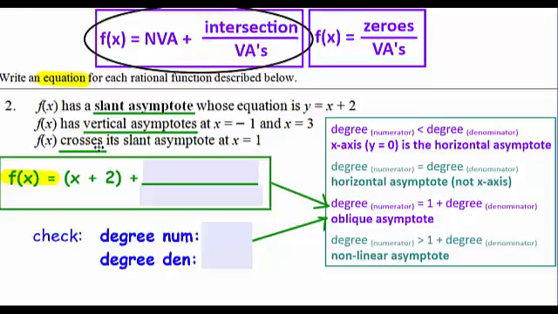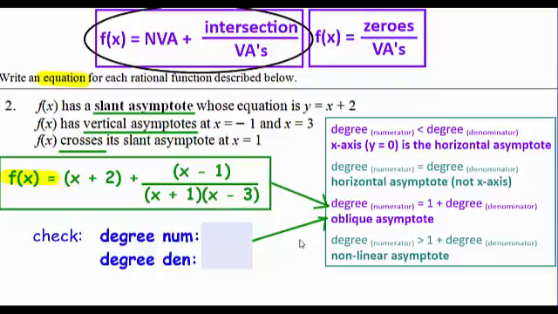So let's look over here. It crosses the slant asymptote at x equals 1. And we're always doing opposite, so we're going to say x minus 1. And then the denominator is going to be our vertical asymptote. So here are our two vertical asymptotes. So I'll go ahead and write those. You can check yours.